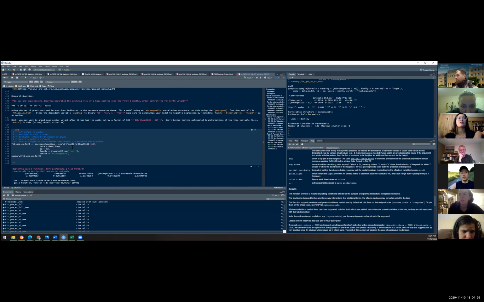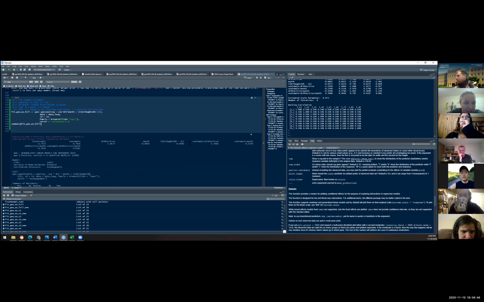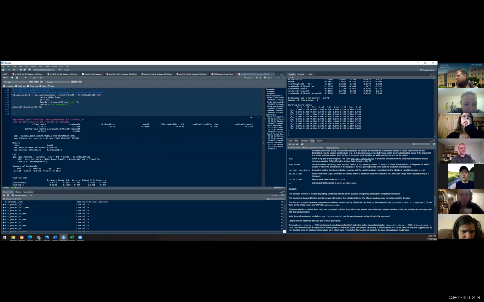The three-way. Hint, you might want to center weight after it's had the units. Don't bother testing polynomial transformations of the time variable. So don't try to do month squared or month cubed, but you do need month in there. Oh, okay. I probably read that wrong. And I don't know if it must not have been clear enough.